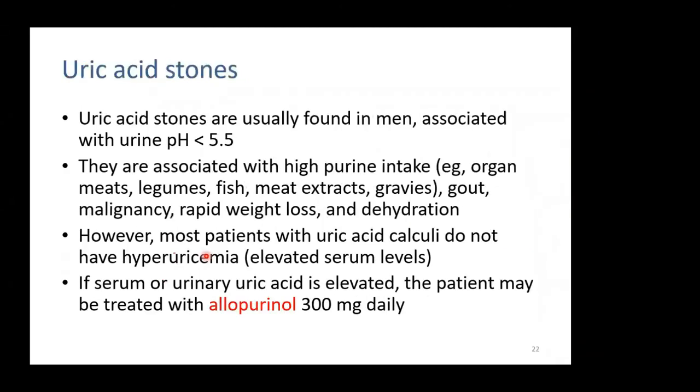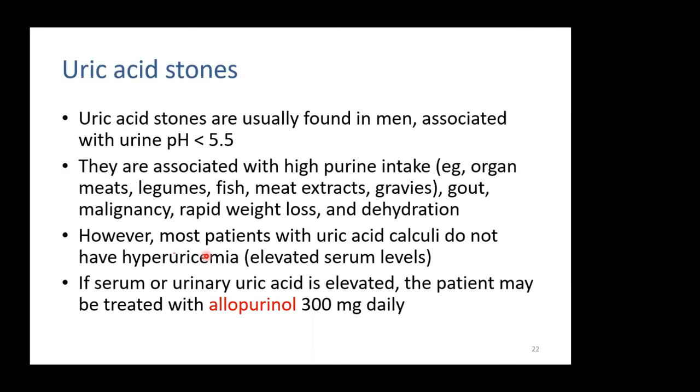Now, the uric acid stones, these ones occur in people who have gout. These stones are usually found in men. They are associated with urine pH of less than 5.5. They are associated with high purine intake, like meat, legumes, fish, meat extracts, and gravies. Of course, gout, we already said, malignancies, rapid weight loss, and dehydration. However, most patients with uric acid stones actually don't show a lot of uric acid in their serum.